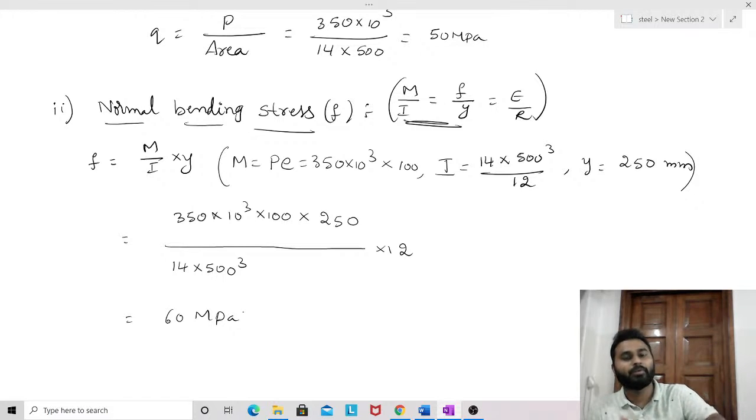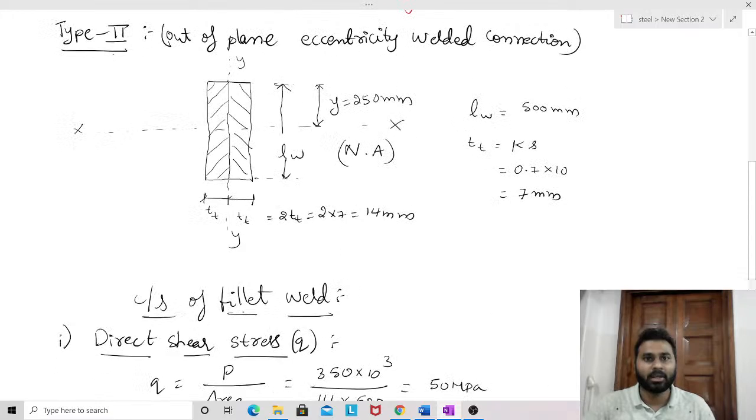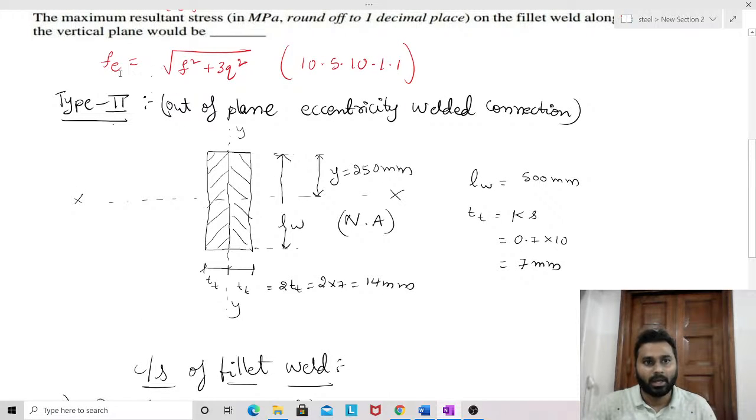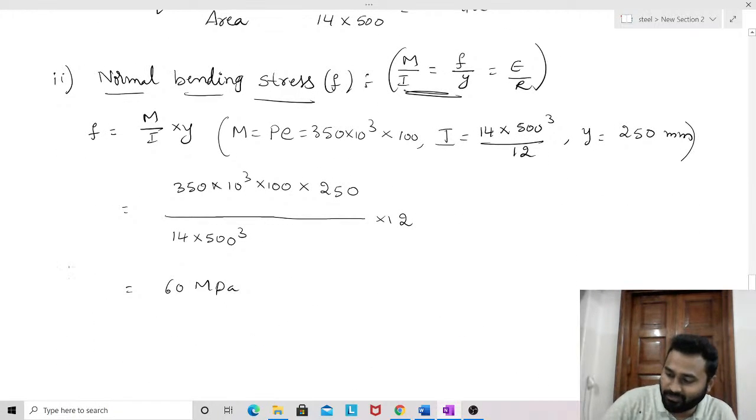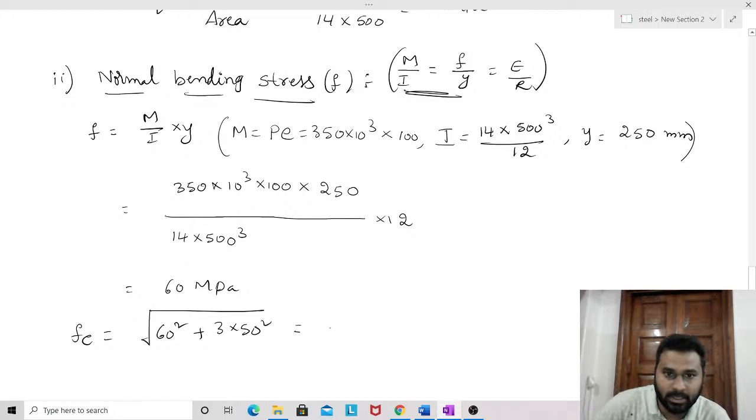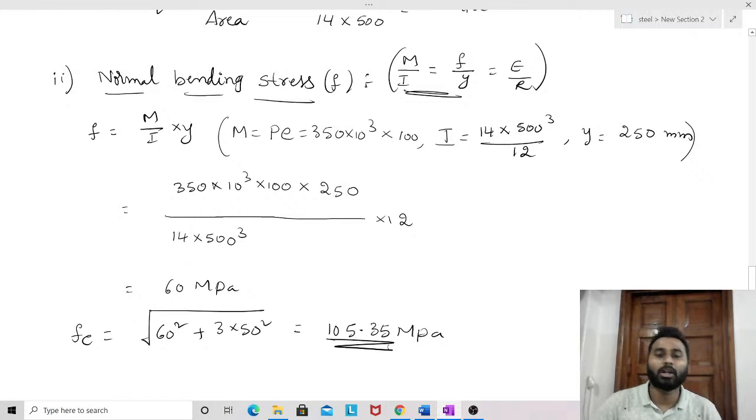Upon getting these two values, we make use of this particular formula mentioned in the code, that is Fe, the equivalent or resultant stress, is equal to under root of f square plus 3 q square. Clear? So now Fe: normal stress is 60 square, shear is 50, 3 into 50 square, under root. Finally we get 105.35 MPa. This was the answer for this question. How much? 105.35 MPa.